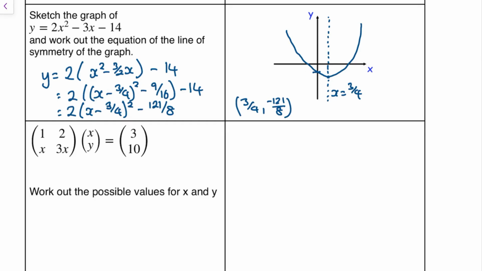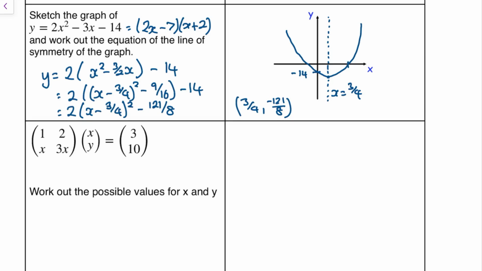What's going on with my pen today? Let's try and make that neater. Minus 14. And I might find the roots as well. So if I factorize this, can I do that? Yes, I can. It's going to be (2x minus 7)(x plus 2). Let's just check that. So 2x squared plus 4x minus 7x is minus 3x. That's good. Minus 14. Okay, good.